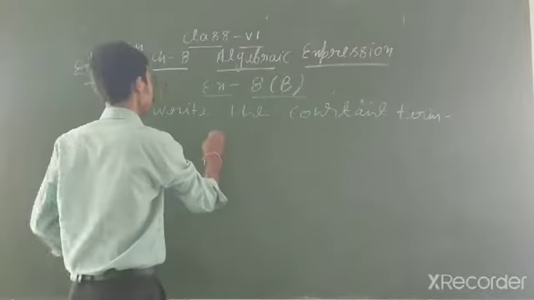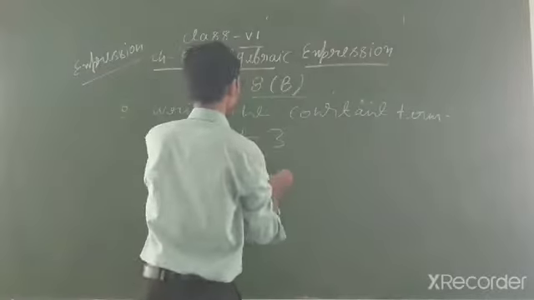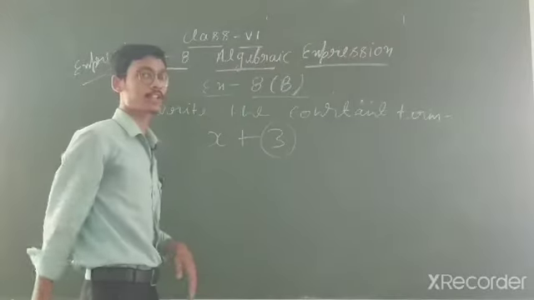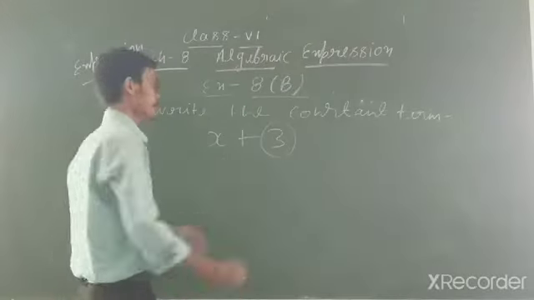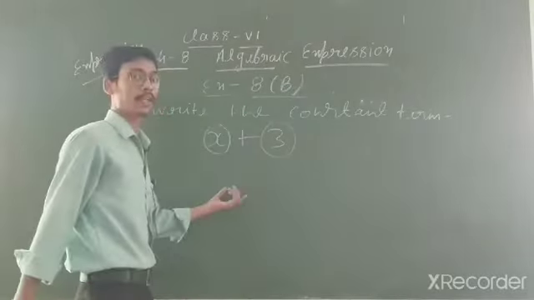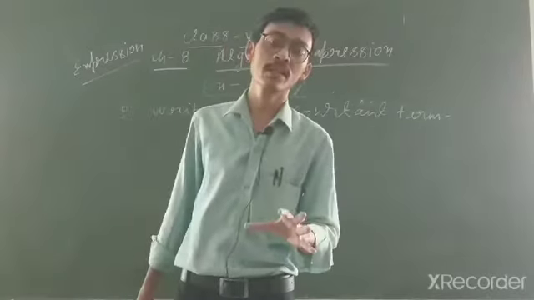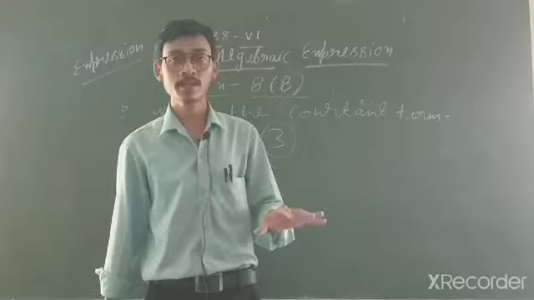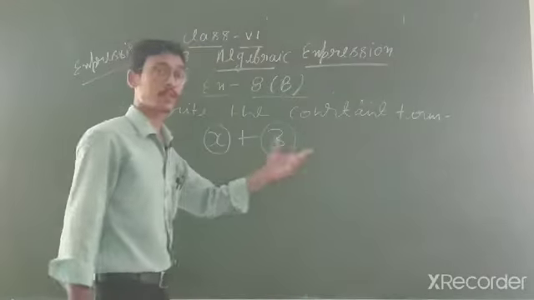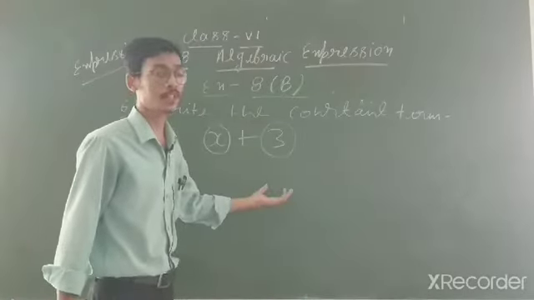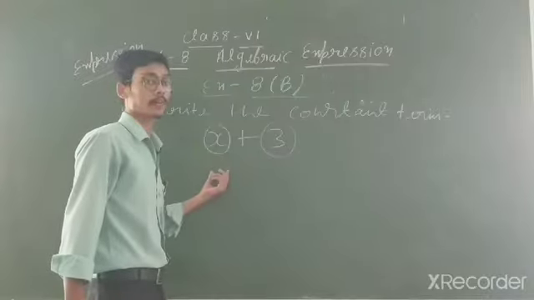A variable, like x plus 3 is given, so in this what is constant? You can say, sir, 3 is constant. And what is variable? X is variable. Simply you know that. Clear? Because variable means whose value can be changed and constant means whose value will never be changed. So 3 is constant because its value will never be changed, and x is variable. Clear student?